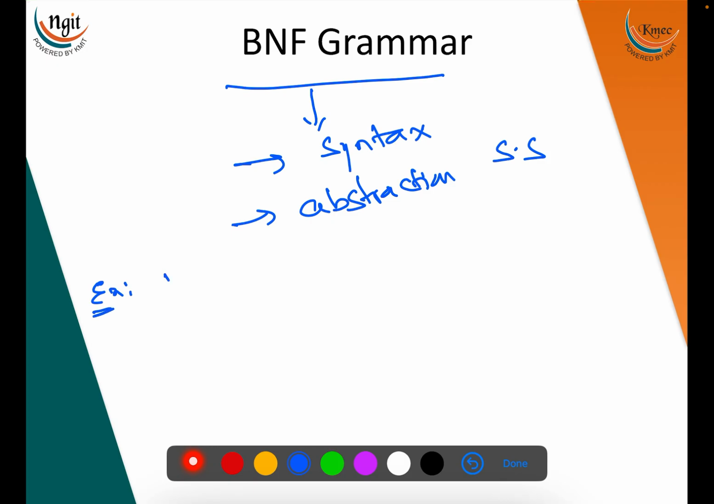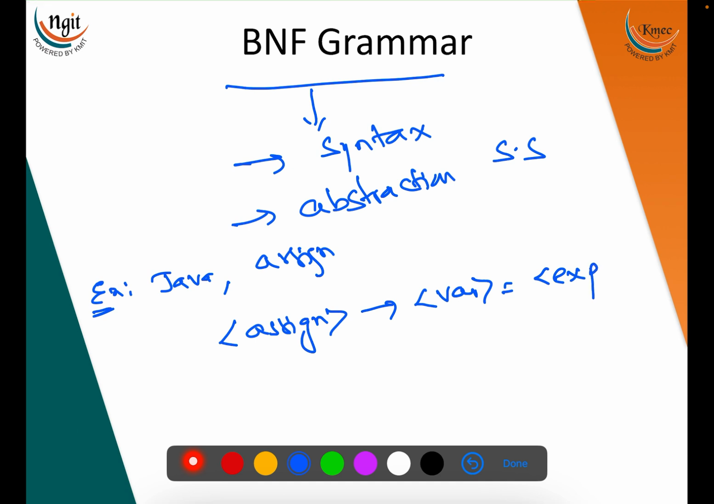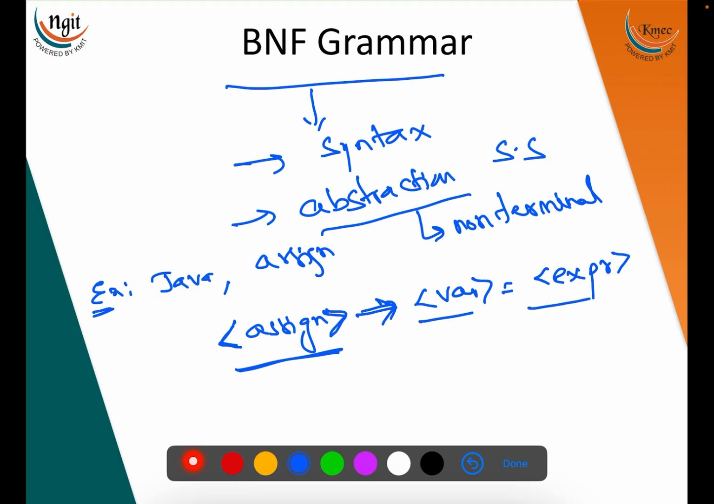I am taking the programming language Java to define an assignment statement. So how can I write an assignment statement in Java? I'll follow this syntax: <assign> derives <var> = <expression>. Now, whatever I wrote in between the angular brackets is known as an abstraction, and the same is known as a non-terminal. Abstraction or non-terminal means the thing that has to be derived. Now it is an abstraction. Now it derives variable is equal to expression.